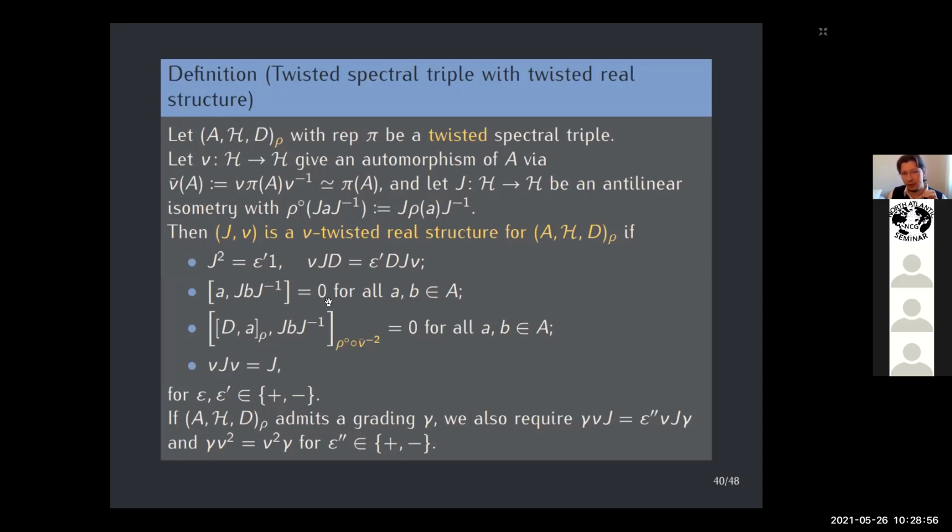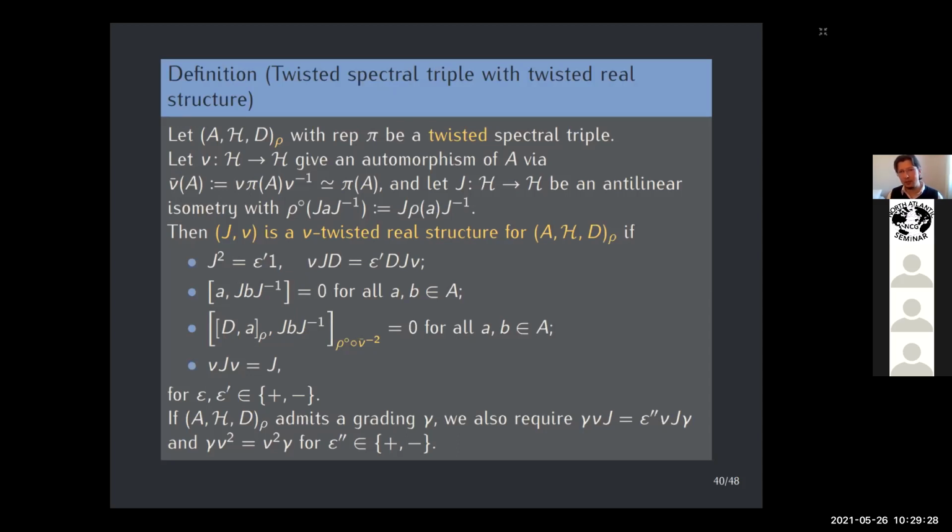Zeroth order condition unchanged, regularity as before if you want it. And the first order condition, what's sitting in for it at least, has a twist on the inner commutator and a different twist on the outer commutator, where this one is the composition of the twist coming from rho and the twist coming from nu. So we're just twisting everything here. And of course, again, if there's a grading, we have some compatibility with the grading, which we're not so interested in. So this is kind of like a doubly twisted first order condition.